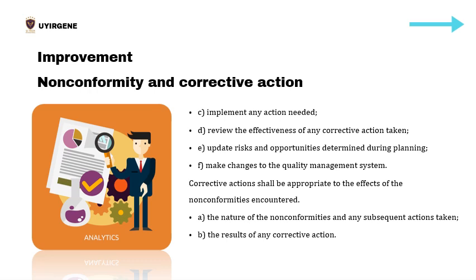Nonconformity and corrective action. Implement any action needed, review the effectiveness of any corrective action taken, if necessary, update risks and opportunities determined during planning, if necessary, make changes to the quality management system. Corrective actions shall be appropriate to the effects of the nonconformities encountered. The organization shall retain documented information as evidence of the nature of the nonconformities, and any subsequent actions taken, and the results of any corrective action.